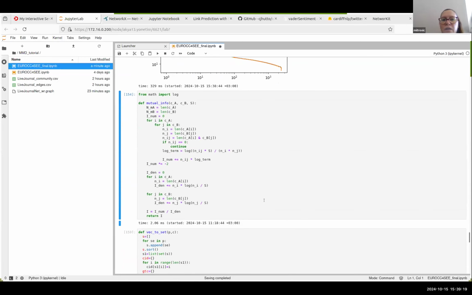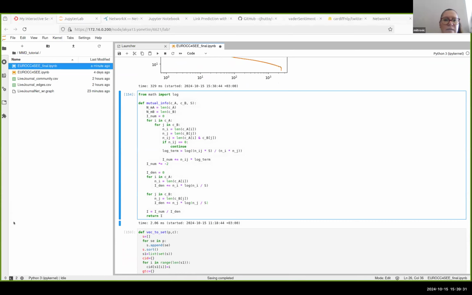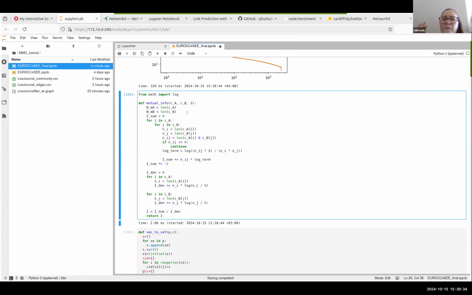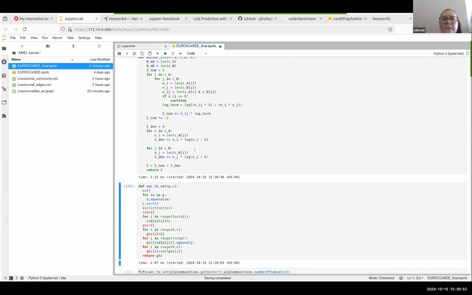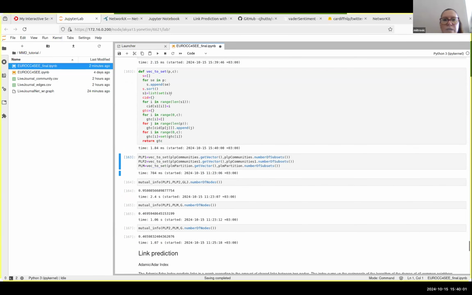I also put in mutual information. This is a measure that we typically use. NetworkKit doesn't have this specific measure in it, but it's very useful. It's very often used to compare the partitions, whether it's the same algorithm, just two different partitions, or to compare the partitions obtained by two different algorithms. I really recommend you use this function because it's quite interesting.